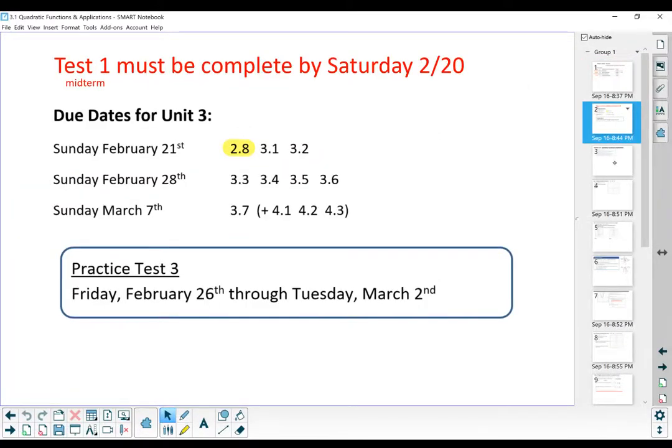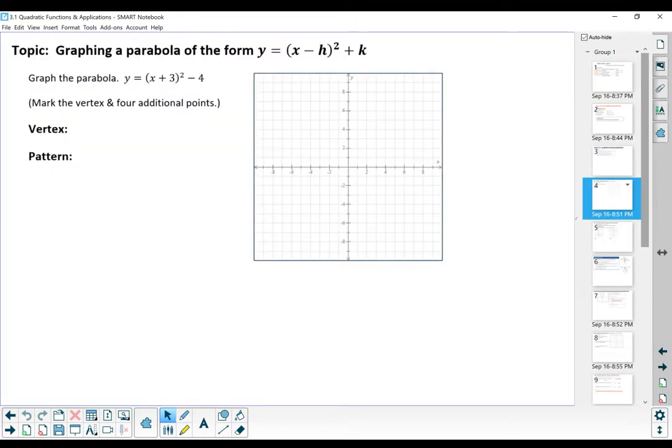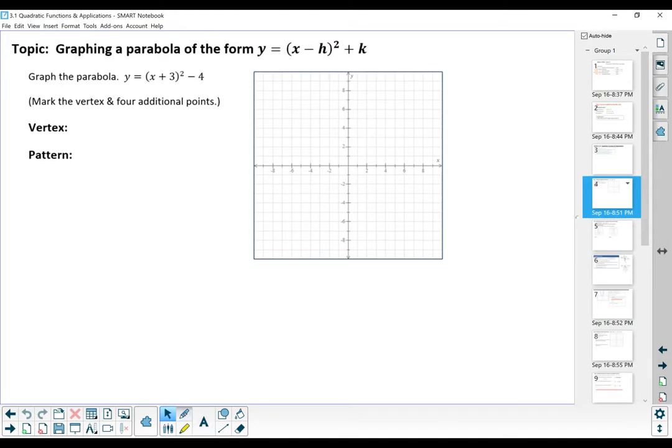All right, this video is for section 3.1, focused on quadratic functions and applications. So we've got 7 topics that we'll be talking about today. So the first topic is graphing a parabola in vertex form. And so this should be kind of familiar.